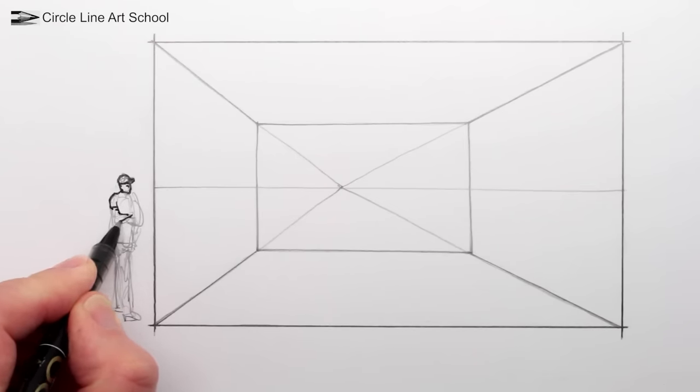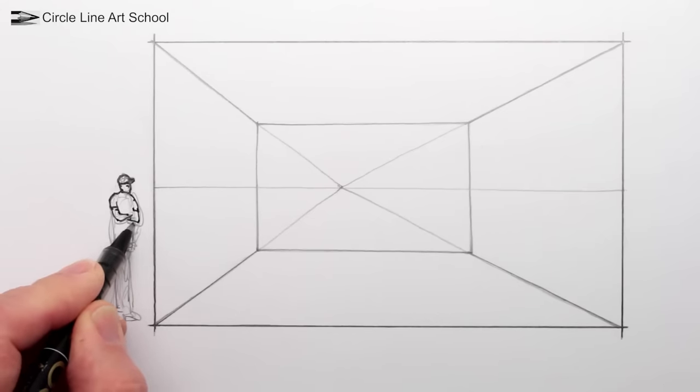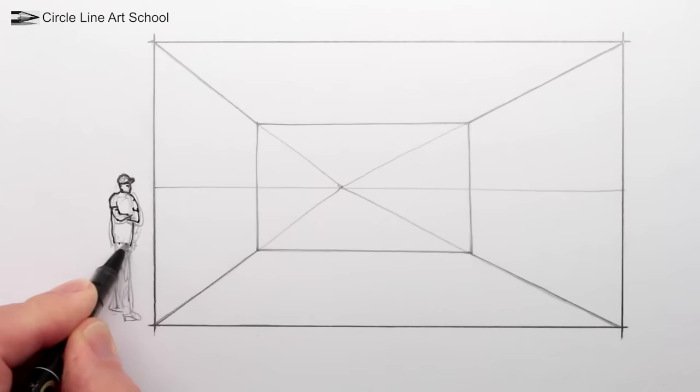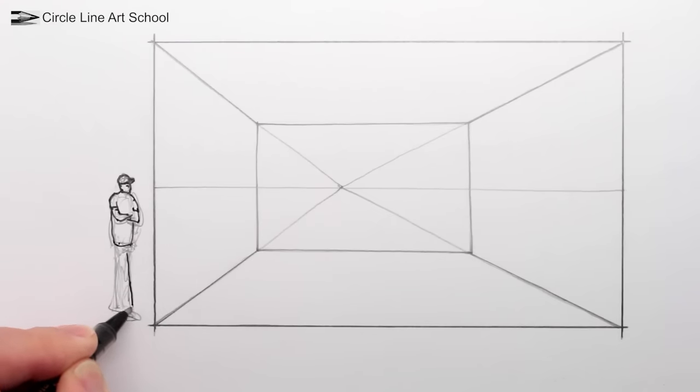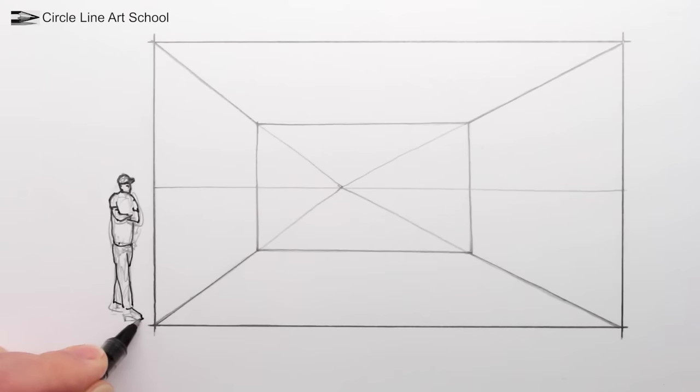Now the horizon line is a line that shows the height of the eye of the viewer of the image. So I'm just drawing a quick sketch of a person to show the height of their eye when they're looking at this room that we're drawing. Having a sketch of a person will also help set the size of the things in the room.